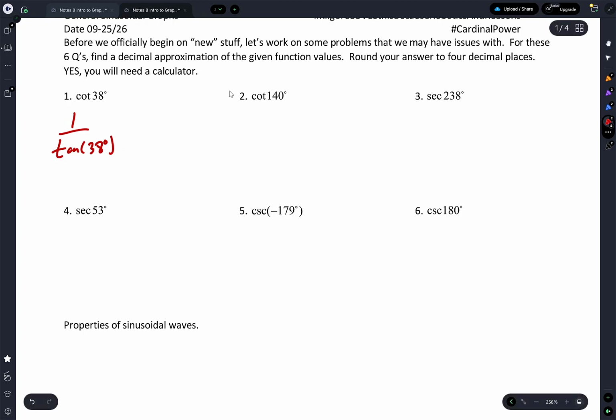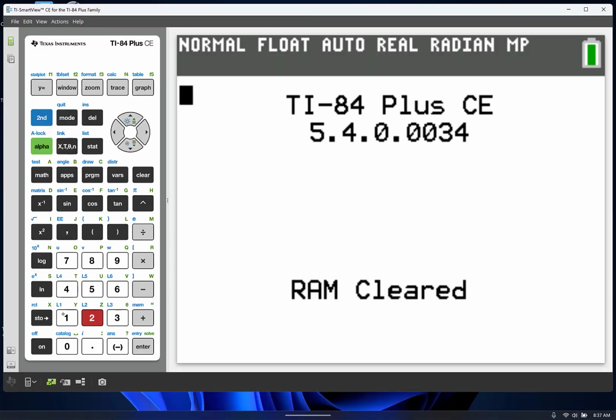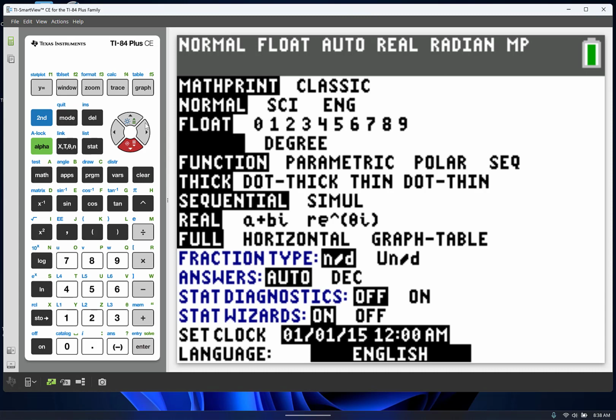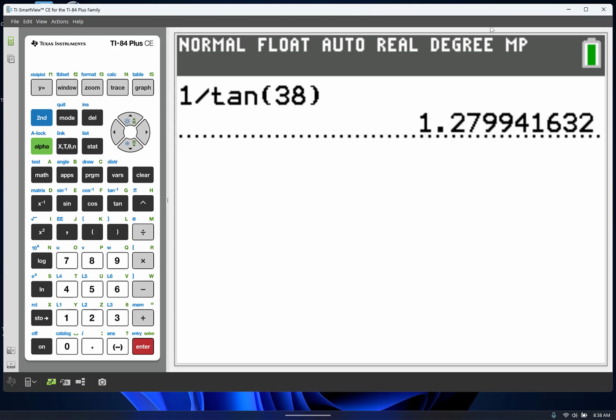I take my calculator, and I'm going to show you two ways. I go 1 divided by, make sure you're in degree mode. It says radian here, so push mode, and then turn the radian to a degree if it's not already. There we go. Now it's degree mode. 1 divided by tan 38, push enter, and there's your answer.